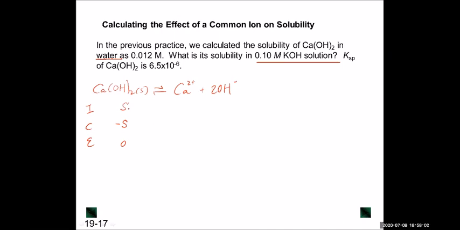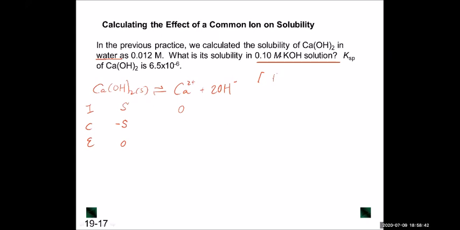Solute. Okay. In the beginning, the calcium concentration, as you can see, there's no calcium mentioned. That means before dissolving, there should be 0 calcium in the solution. And then we look at the hydroxide. Before the calcium hydroxide dissolves, there's 0.10 molar potassium hydroxide. So the hydroxide is not 0. What exactly is the concentration of hydroxide?